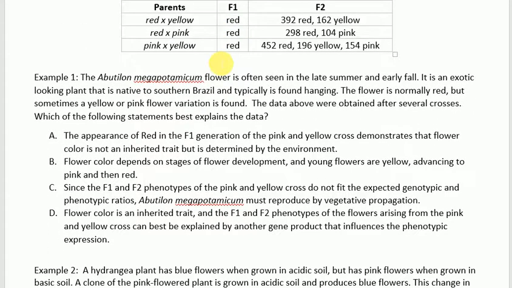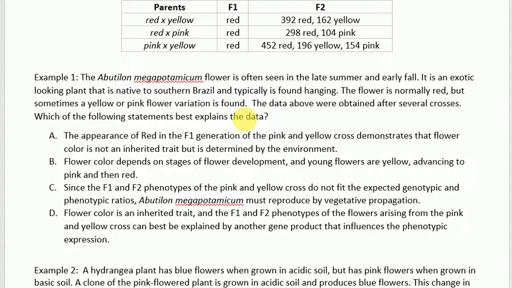So in example 1, this flower is often seen in the late summer and early fall. It's an exotic looking plant that is native to southern Brazil and typically is found hanging. The flower is normally red, but sometimes the yellow or pink flower variation is found. The data above were obtained after several crosses. Which of the following statements best explains the data? First we've got a red and yellow cross, a red and pink cross, and a pink and yellow cross. So let's see what our options are.